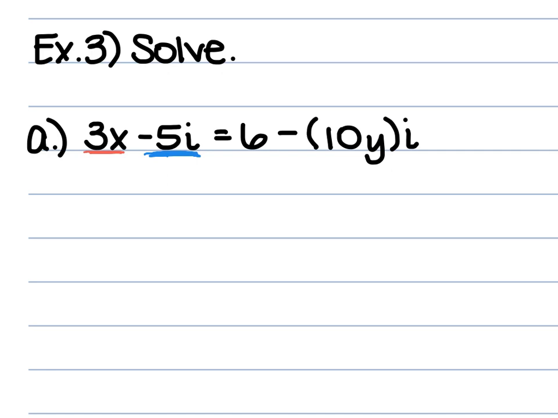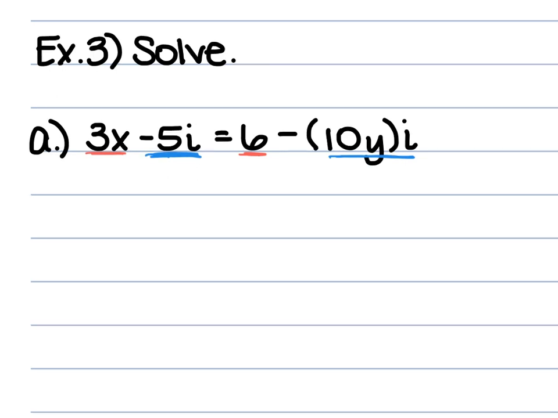Notice that on the right-hand side, we've got a real number. The number 6 is a real number. And then we've got this thing, negative 10y times i. I know that must be an imaginary number because we're multiplying times i. And as soon as we do that, it's an imaginary number. So how in the world could I possibly solve this?